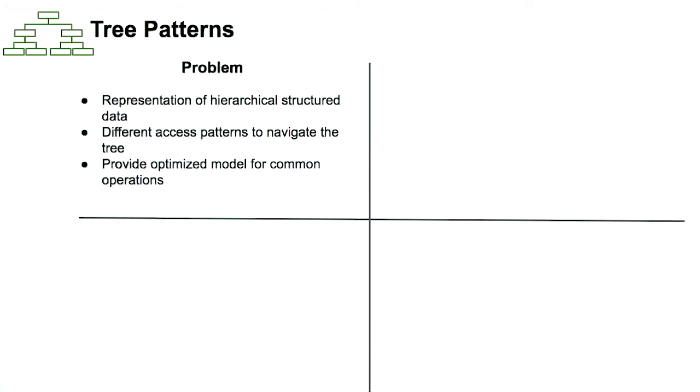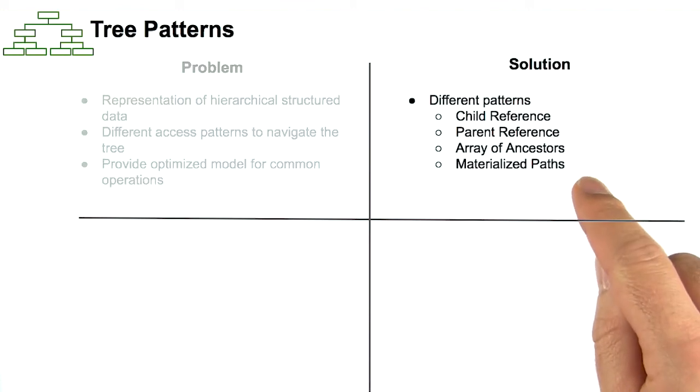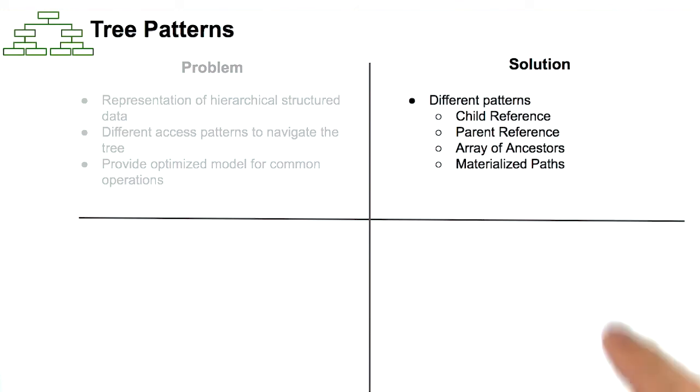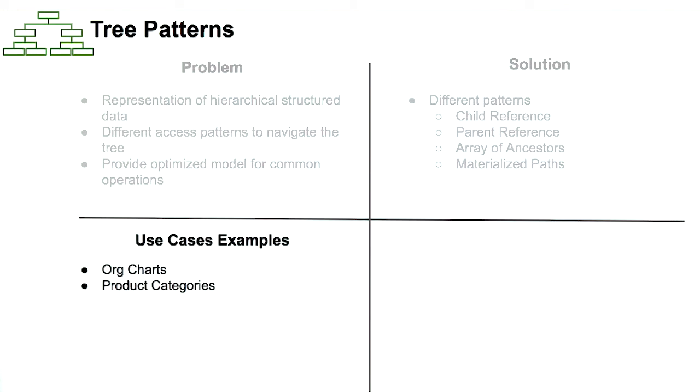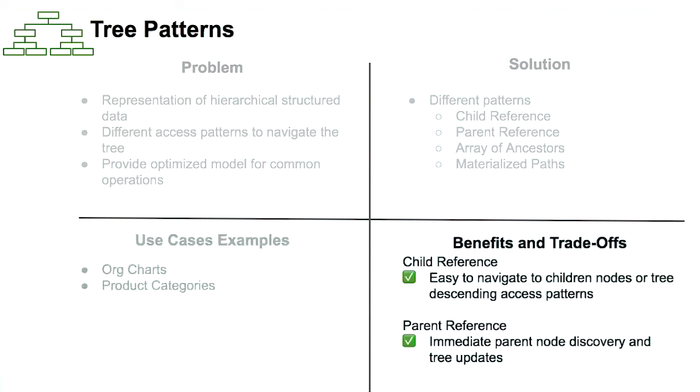Tree patterns are used to model hierarchical data structures. There is a good variety of tree patterns that we can apply as a solution for those same hierarchical data structures modeling. These are generally used in org charts, product categories, and others. The different patterns offer different benefits. Child references are ideal to navigate descending the hierarchy of nodes of our tree, where on each node we can find the immediate child references.